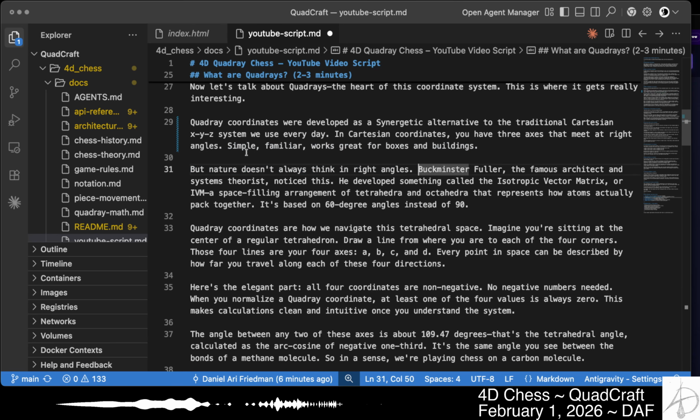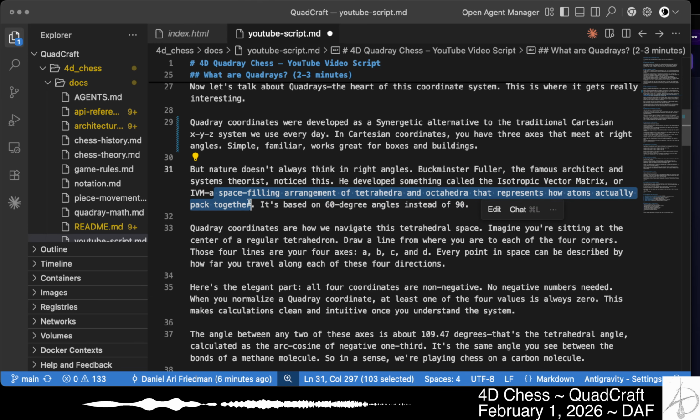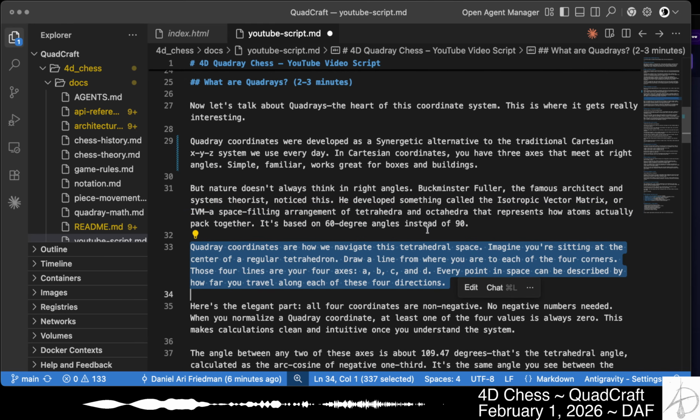Buckminster Fuller, the famous architect and systems theorist, and more, noticed this. He developed something called the isotropic vector matrix, or IVM, a space-filling arrangement of tetrahedra and octahedra that represent how atoms actually pack together. It's based upon 60-degree angular coordination instead of 90. Quadray coordinates are how we navigate this tetrahedral space.